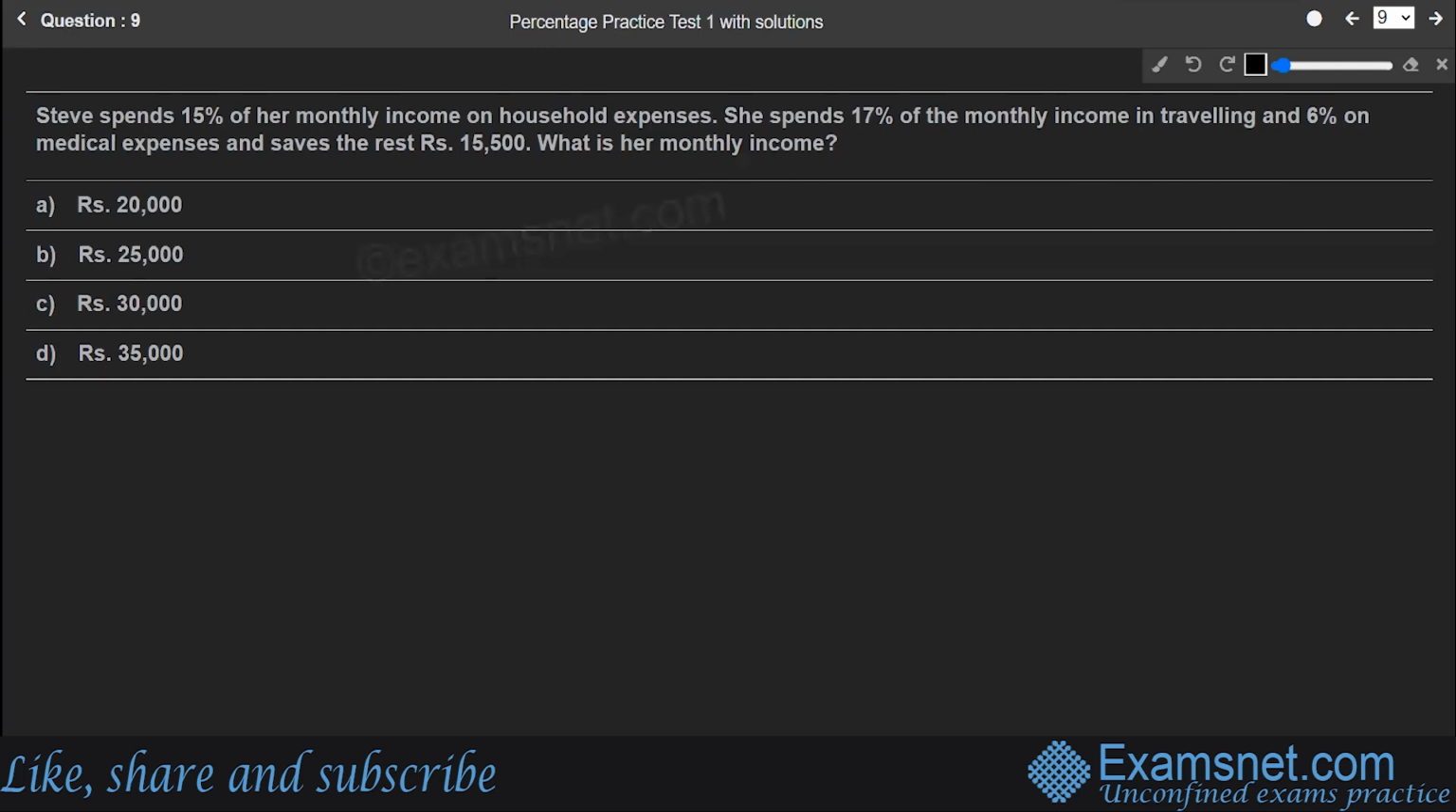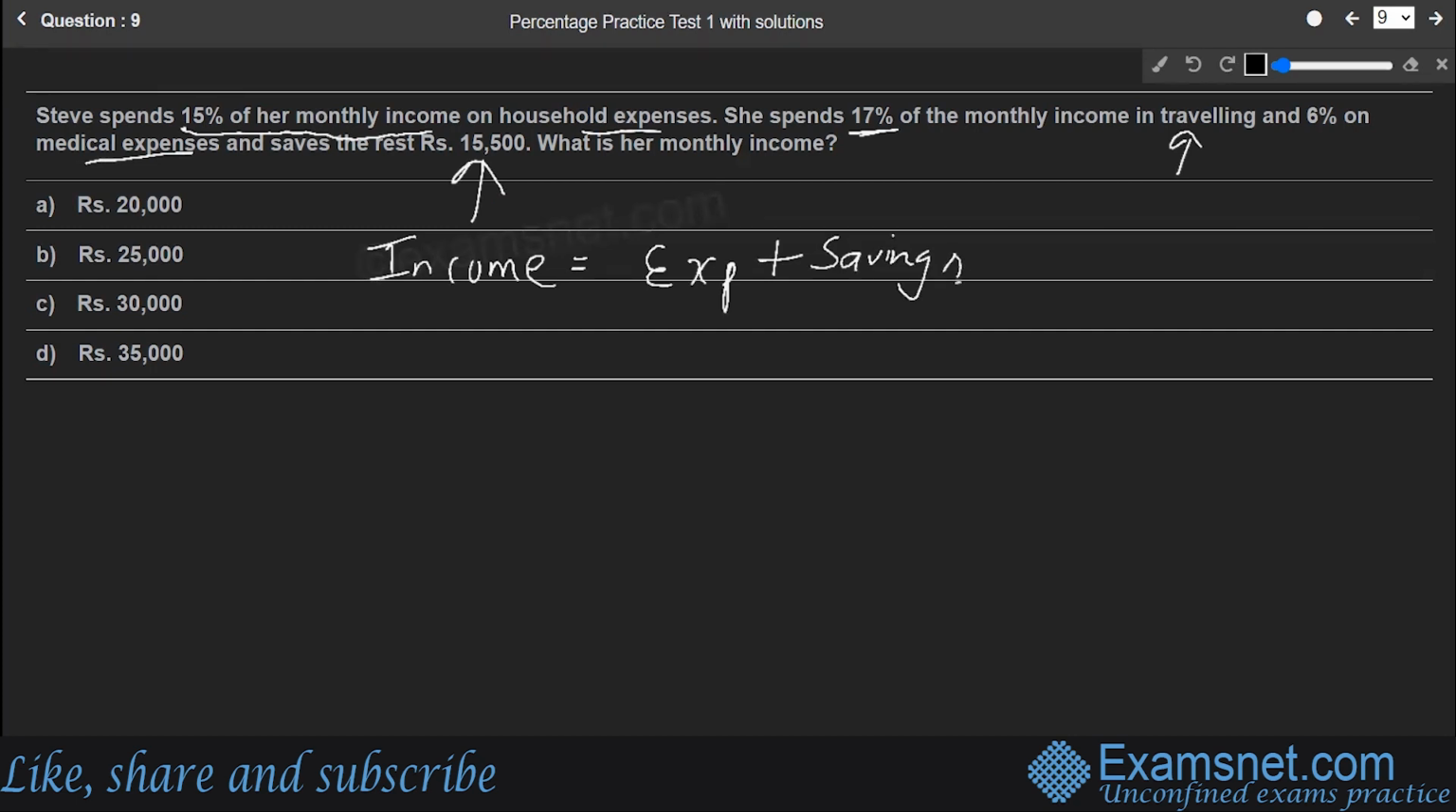The question says Steve spends 15% of her monthly income on household expenses. She spends 17% of the monthly income on traveling and 6% on medical expenses. These are her expenditures, and at the last, she's able to save 15,500. What is her monthly income? That is the question. The income is always the sum of the expenditure and the saving. Income is always the expenditure plus the saving.